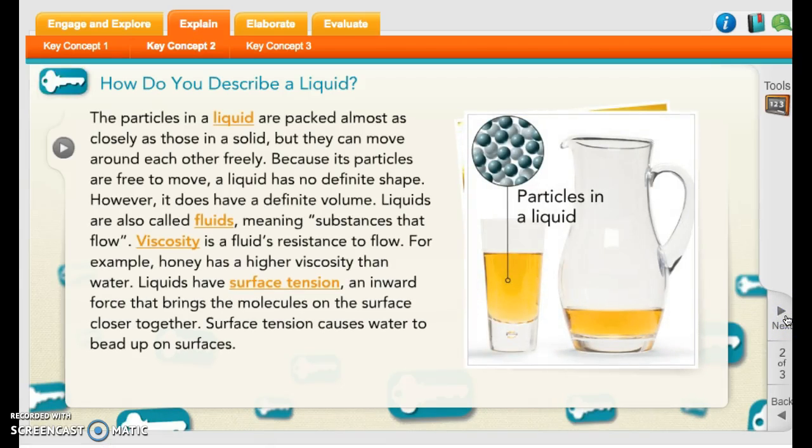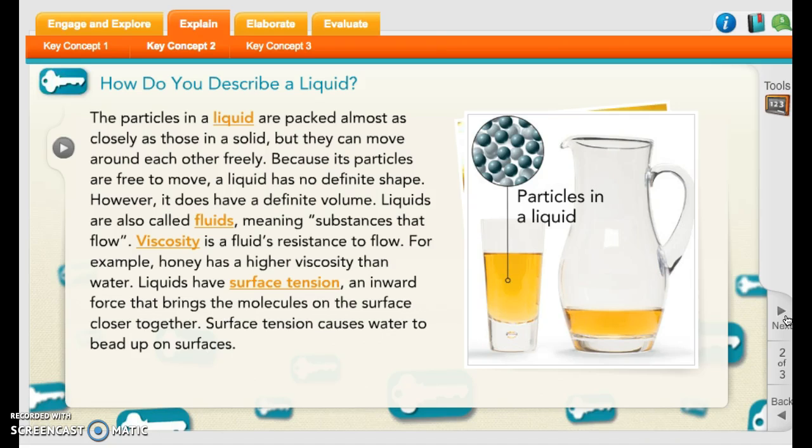Now, particles in a liquid are packed almost as closely as a solid, but they can move around freely. Because of this, liquids don't have a particular shape, but they do have a particular volume. They will flow to fill whatever container they are in, but they don't get bigger.